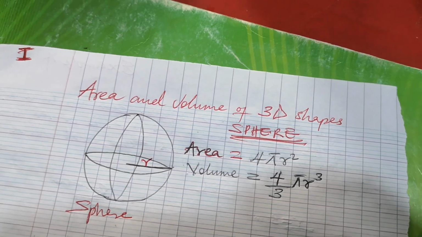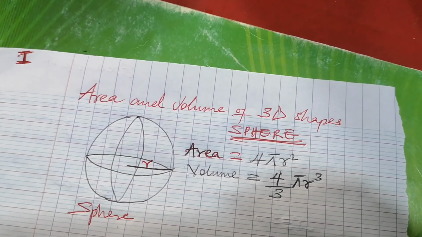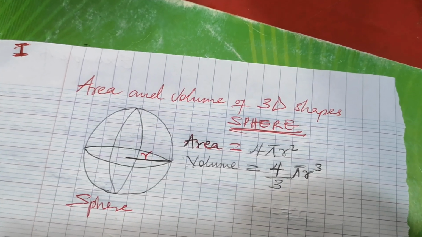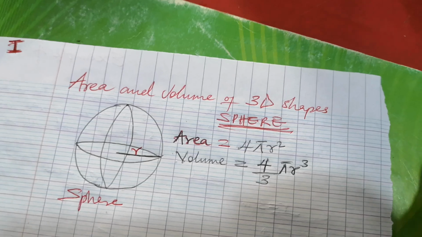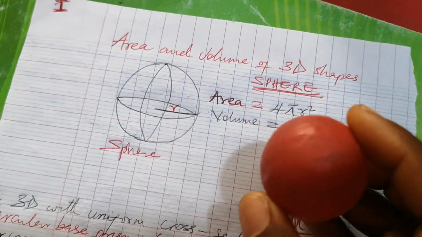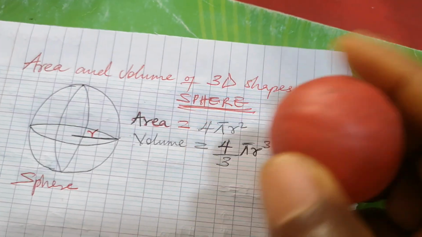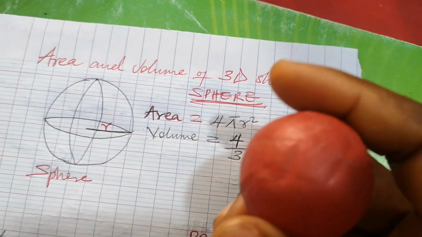Okay, we are going to discuss three-dimensional shapes. We'll be discussing area and volume of three-dimensional shapes. Now, the first one we have here is the sphere. So this is an example of a sphere. Something like this is a sphere. Your ball, your orange, this is a sphere.